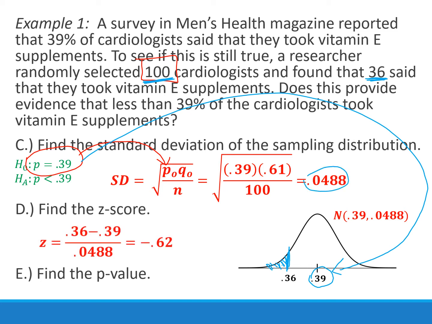Okay, so a z-score: 0.36 minus that mean value of 0.39, divided by the standard deviation we found in part C, gives us this z-score. Look that up in your z table. We get a p-value of 0.2676.